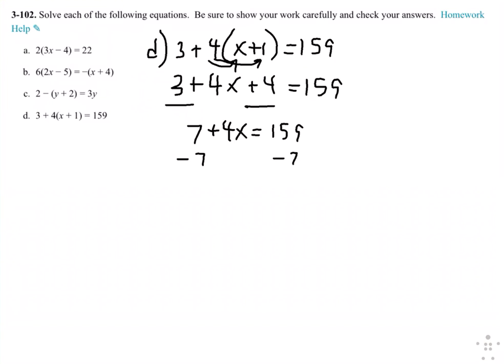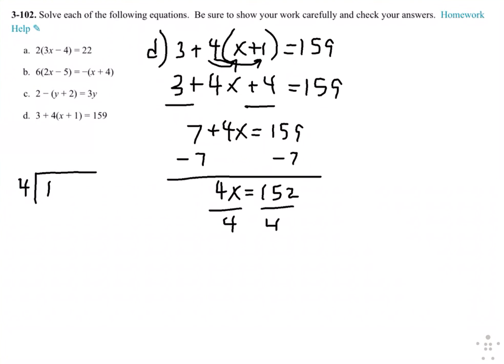Subtract 7 from both sides. 4x equals 152. All right, and then divide by 4. If you can't divide that in your head, just go over to the side. 4 into 152. 4 goes into 15 3 times, right? That's 12. Remainder of 3, and 32 is 8, right? So 38. So x equals 38 for D.